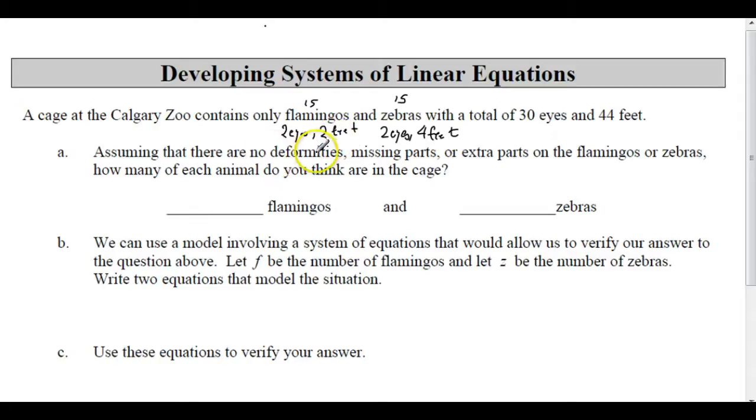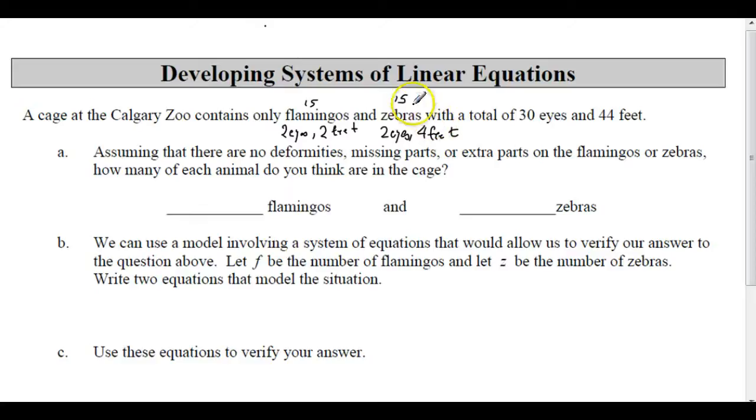So assuming there are no deformities, missing parts, or extra parts on the flamingos or zebras, how many of each animal do you think are in the cage? So we have to kind of figure this out. Will there be more zebras?